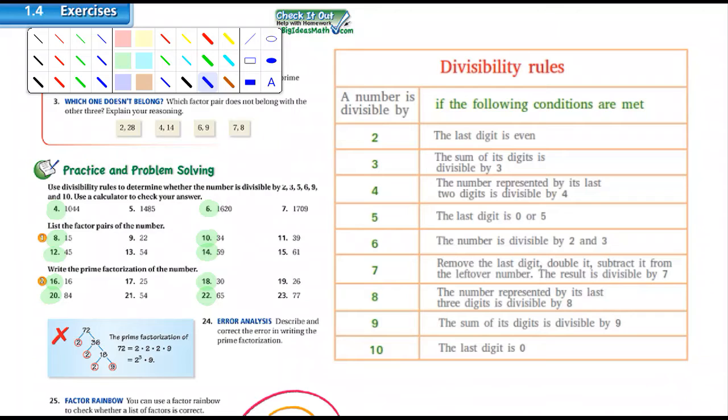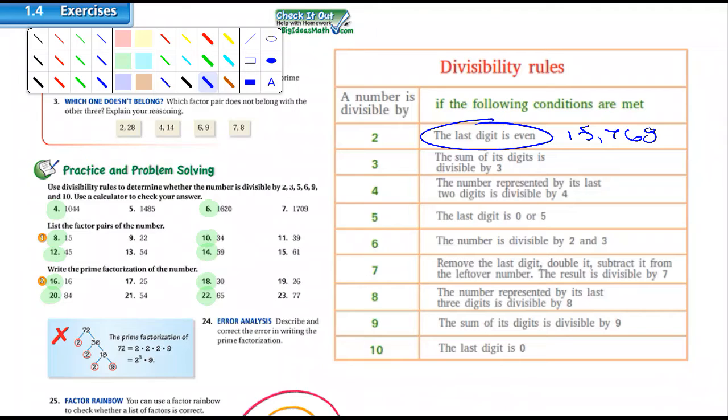A number can be divided by 2 if the last digit is even. So you can just start counting by 2: 2, 4, 6, 8, 10. Those are all divisible by 2. Well, let's look at a great big number. How about 15,768? Now, what's the divisibility rule for 2?